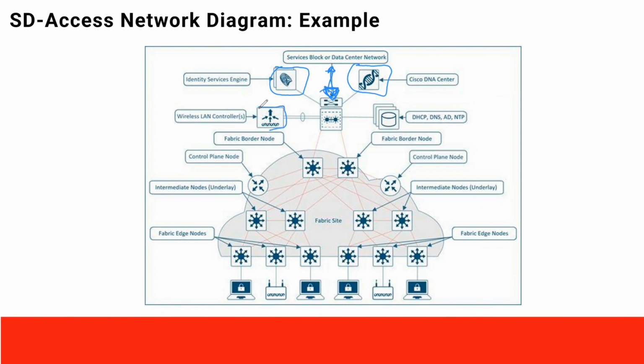It has a wireless controller sitting outside the fabric, but it is fabric enabled. You have the set of DHCP, DNS, Active Directory, NTP servers, whatever you call it. The fabric border nodes connect the entry and exit points of the fabric. You have the brains, the control plane, which has the host to RLOC mapping or the host to edge switch mapping. You can call it in any words.